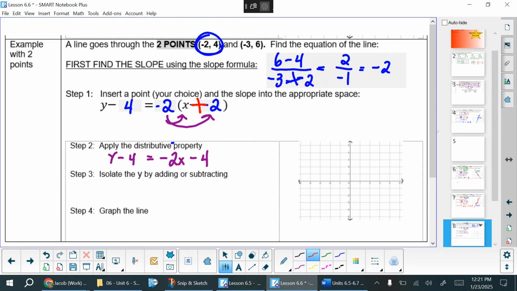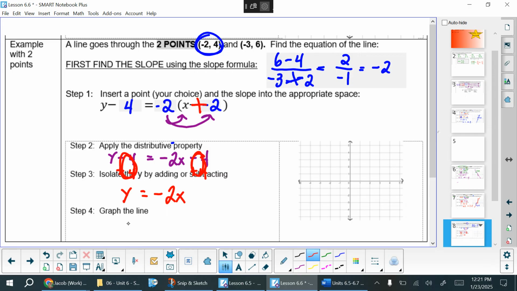Then I'm going to use inverse operations to get the y by itself. So I'll do a +4 to zero that side out and leave me with just y. I'll do a +4 over here, but those are additive inverses too. That zeroes out as well. And I get y equals -2x.